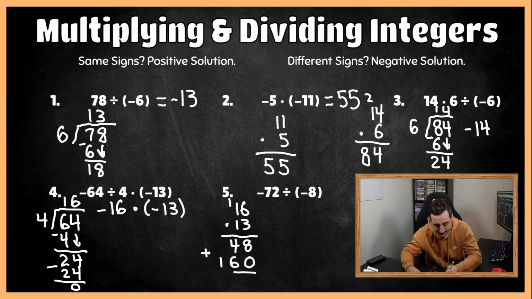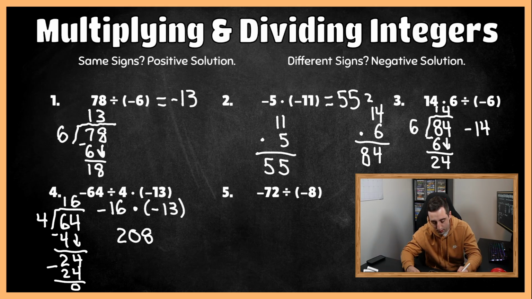And then when we add these here, we get 8, 10, carry the 1, 2, and our final answer is going to be positive 208 because they were same signs, they were both negative, so our final solution has to be positive.